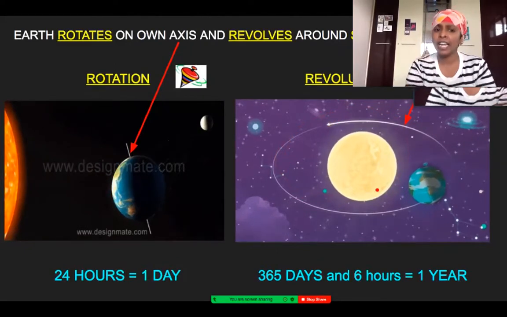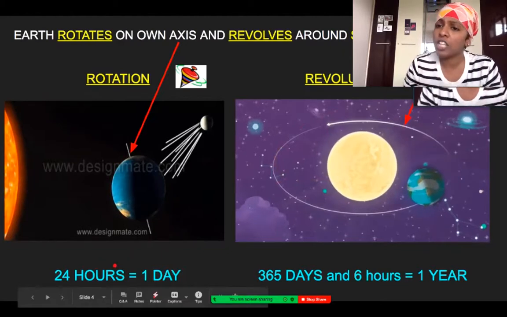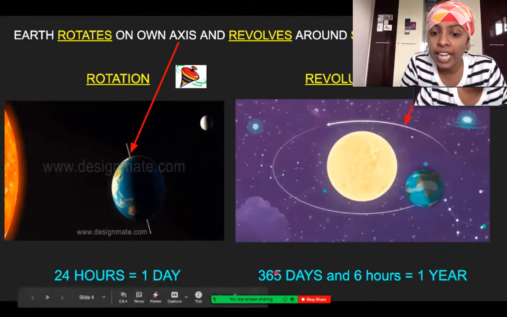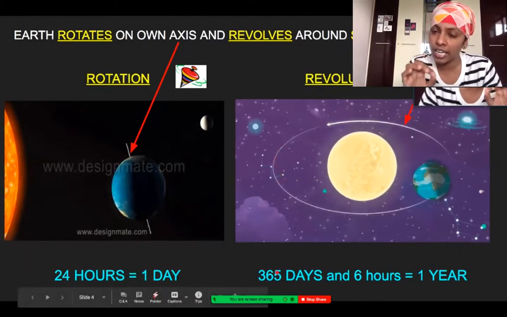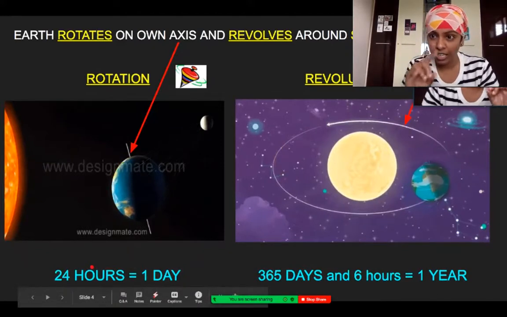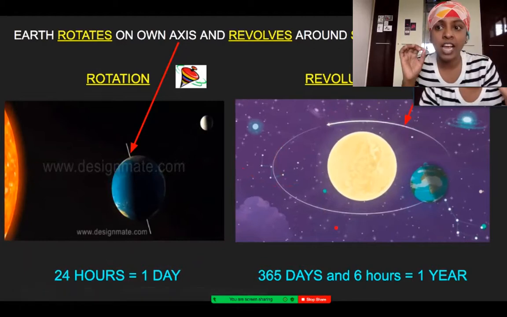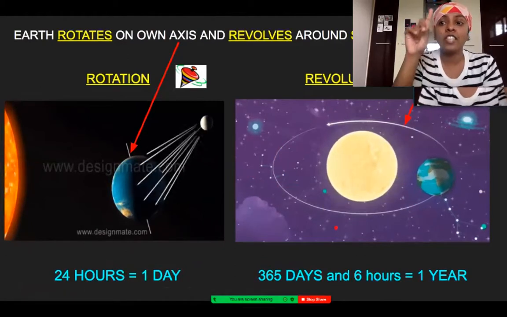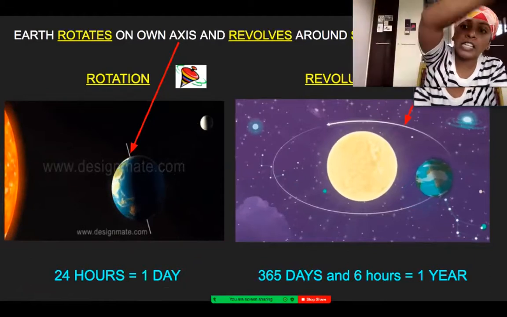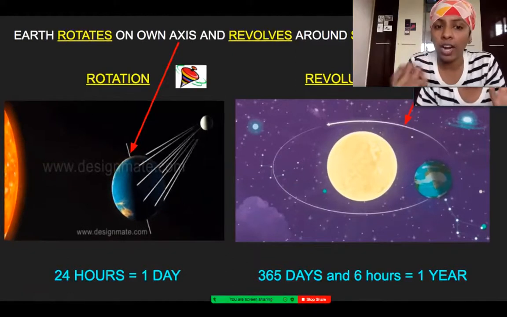Orbit. And if rotation takes one day, 24 hours, how much time does revolution take? Revolution takes longer. It takes 365 days and 6 hours. Okay? Ye 24 hours ya one day lagta hai. Ye revolution karne ke liye 365 days and 6 hours, which is ek saal, 1 year lagta hai. Earth ko ek bar sun ko ghum ke aane ke liye, revolve karne ke liye, it takes 1 year.